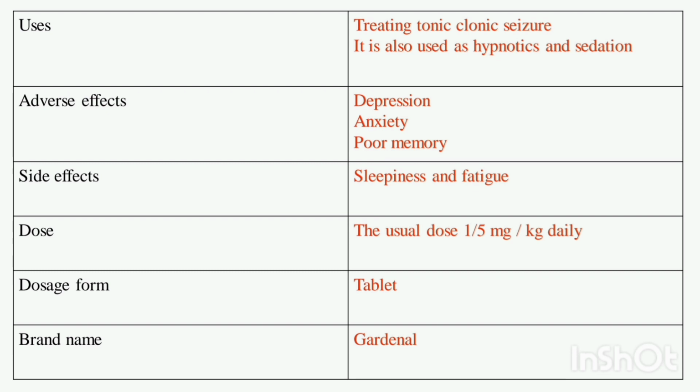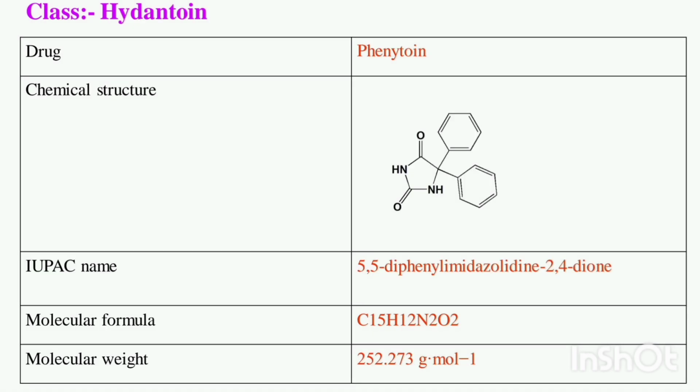Then the usual dose is half mg per kg. Dosage form is a tablet. Then the brand name is Gardenal. Now the next class is hydantoin. The drug included in that is phenytoin.